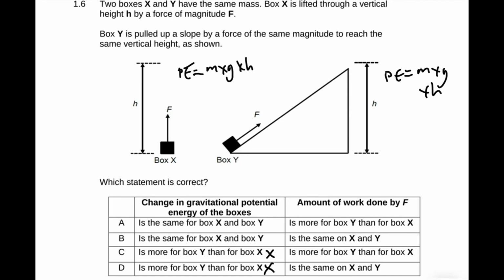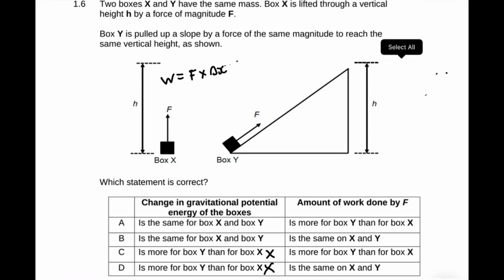Now we have to look at the work. Is the work for box Y more than that of box X, or is the work done the same? Let me erase this so that we can look at what's going on here. So let's calculate the work for box X. The work for box X will be equal to the force multiplied by the change in position, right? So we just have F multiplied by height, and then let's go to box Y.